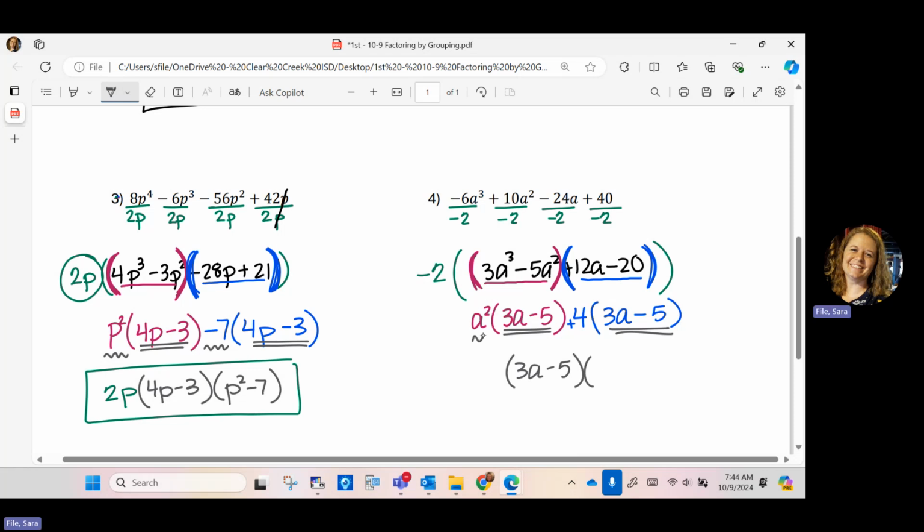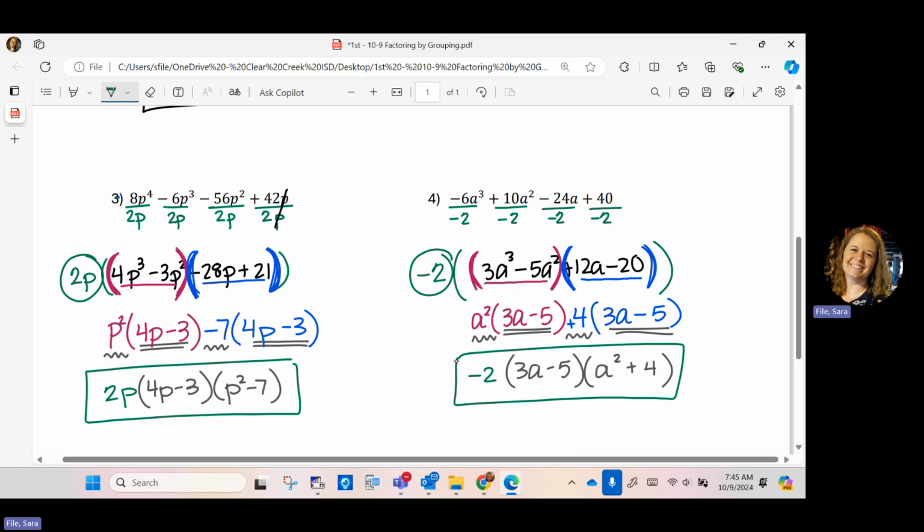And then I bring together those GCFs I pulled out. So a squared, and then that's a positive 4. And then I don't forget my original GCF that I took out of -2. That's as far as I can take it.